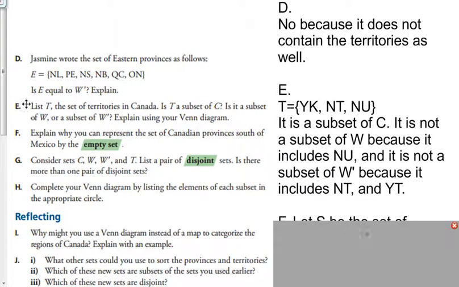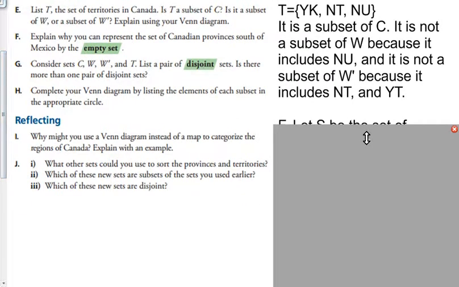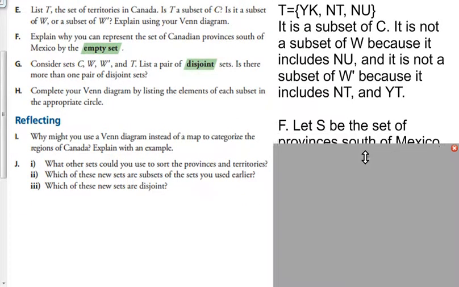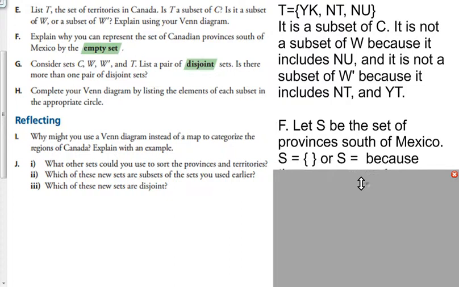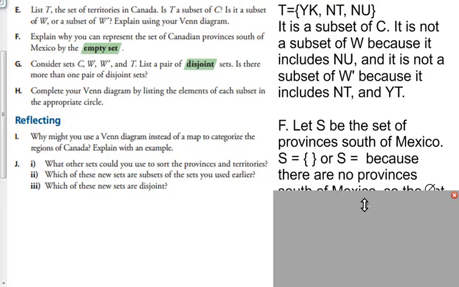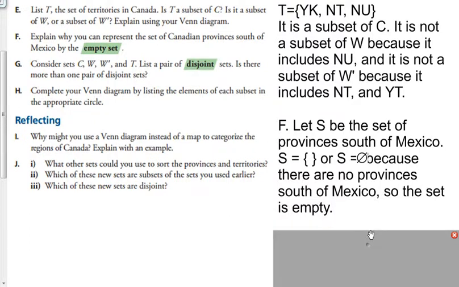Explain why you can represent the set of Canadian provinces south of Mexico by an empty set. Well, if S is the set of provinces south of Mexico, then S is going to equal nothing or the circle with a line through it, because there are no provinces south of Mexico. Here's my symbol. Circle with a line through it. So, the set is empty.